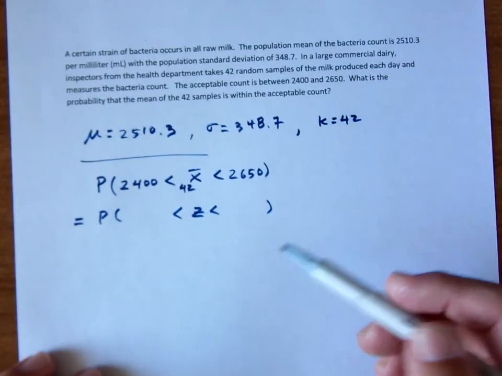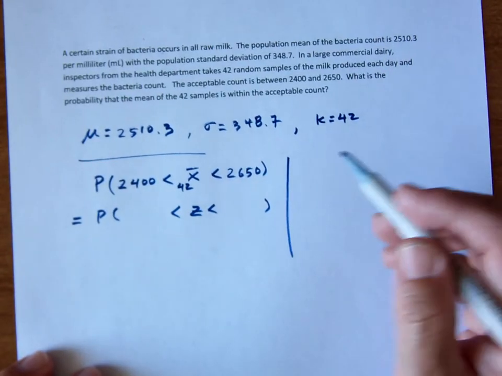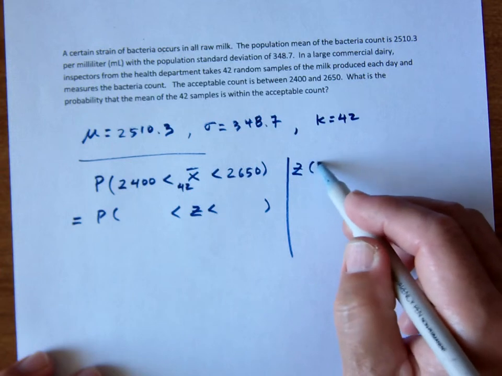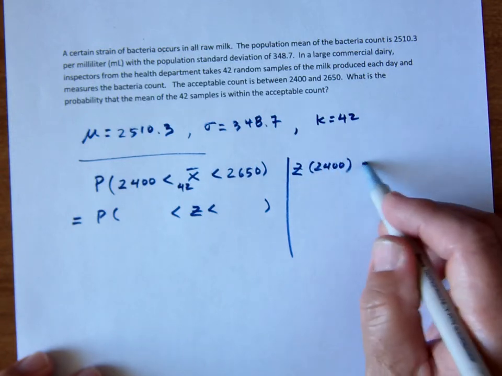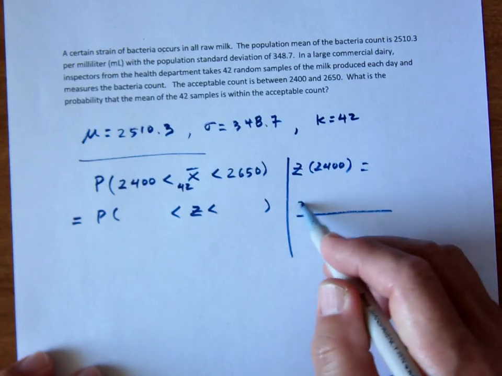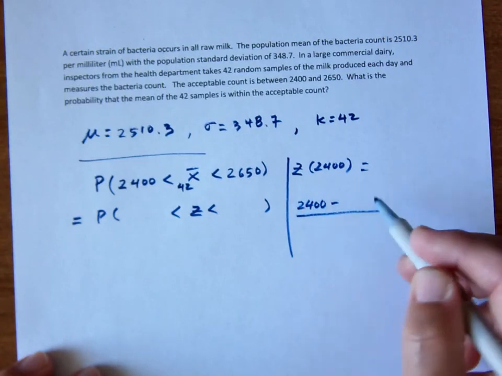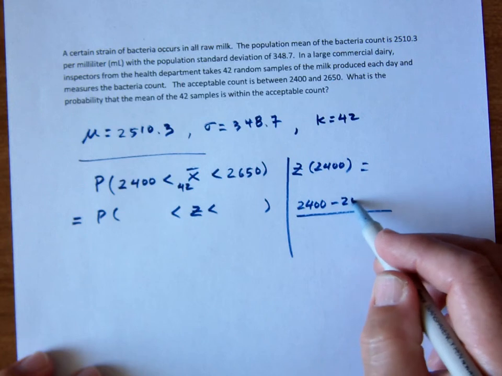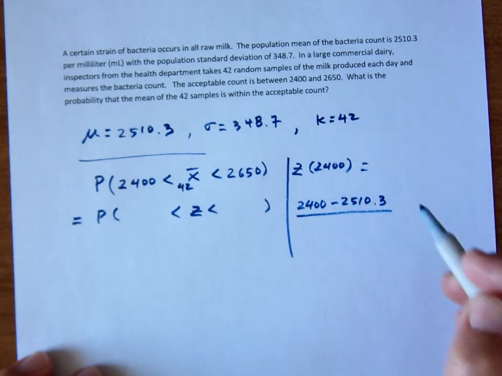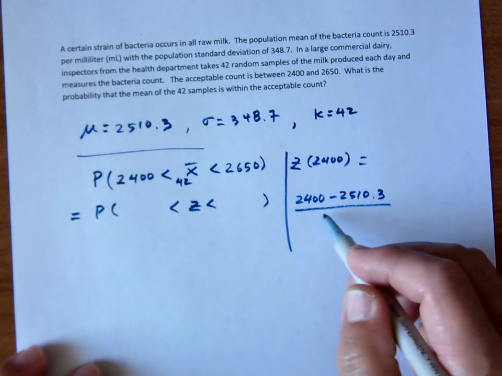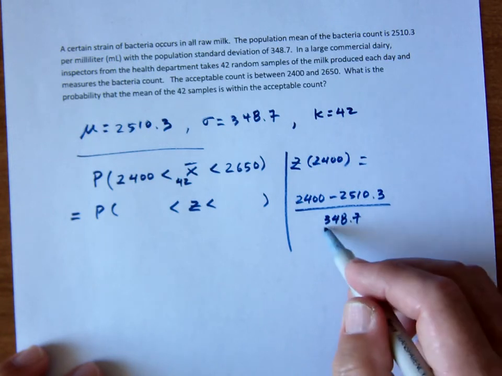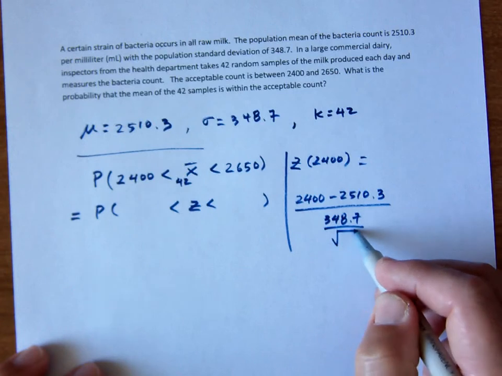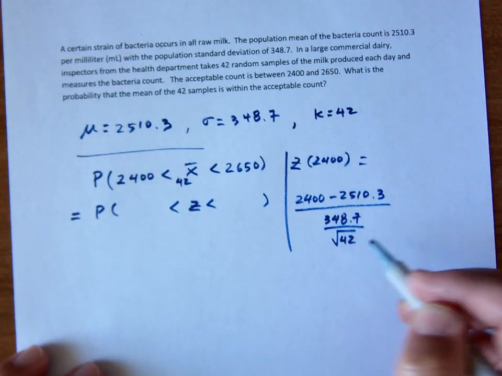Okay, so let me move a little bit to the side here and do our, what is the z of 2400? The computation is done by 2400 minus the population mean of 2510.3, divided by the standard deviation 348.7 over, remember the formula, the square root of K, 42.